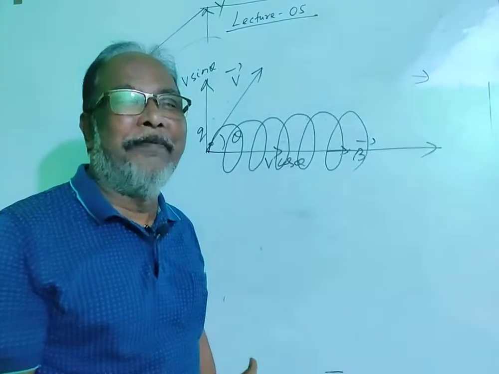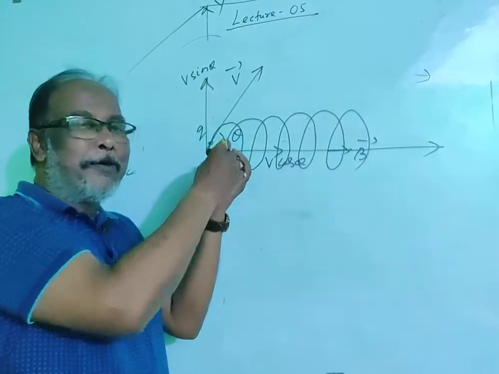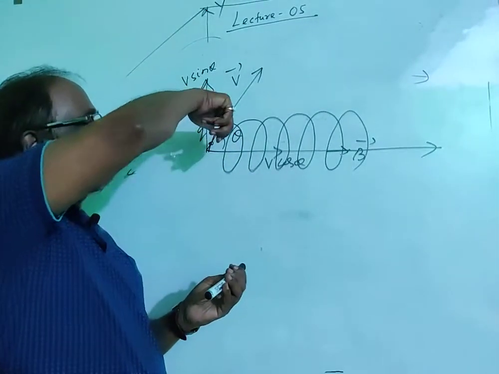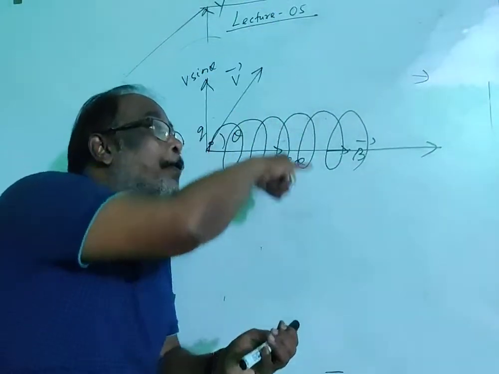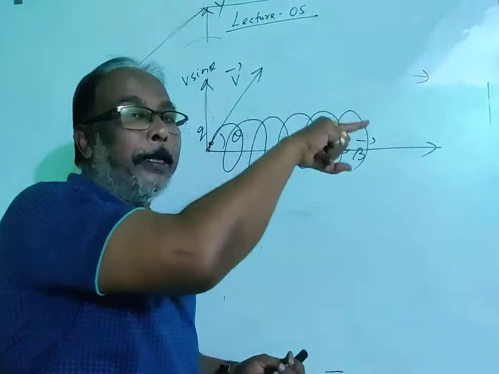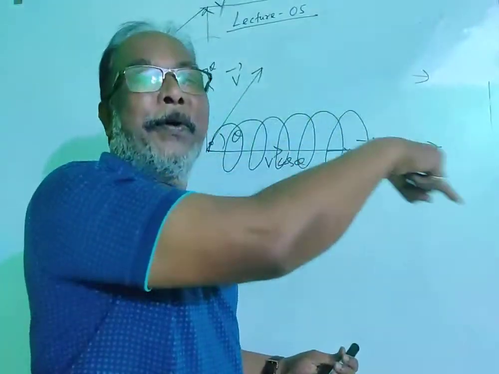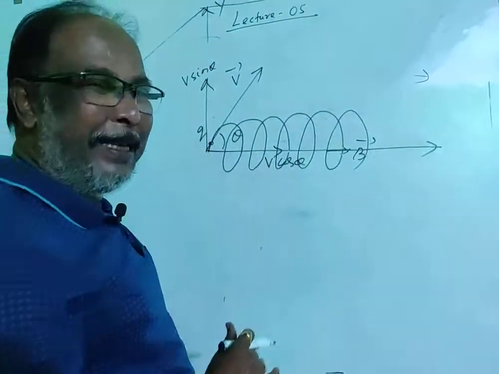As the direction of magnetic field is axis, this is the direction of centripetal force. V sin theta cross B. This is the direction of centripetal force, and it will go on rotating. Centripetal force, rotation. Centripetal force, rotation. So now very simple.